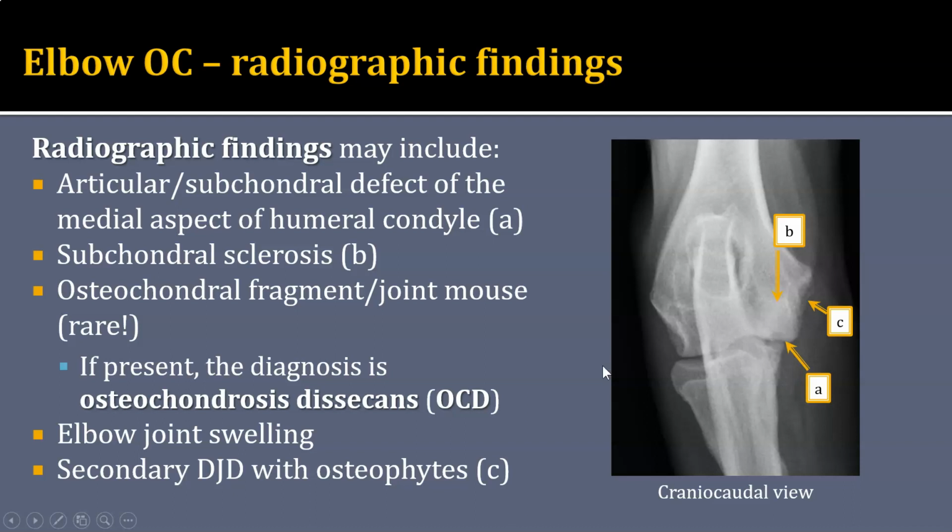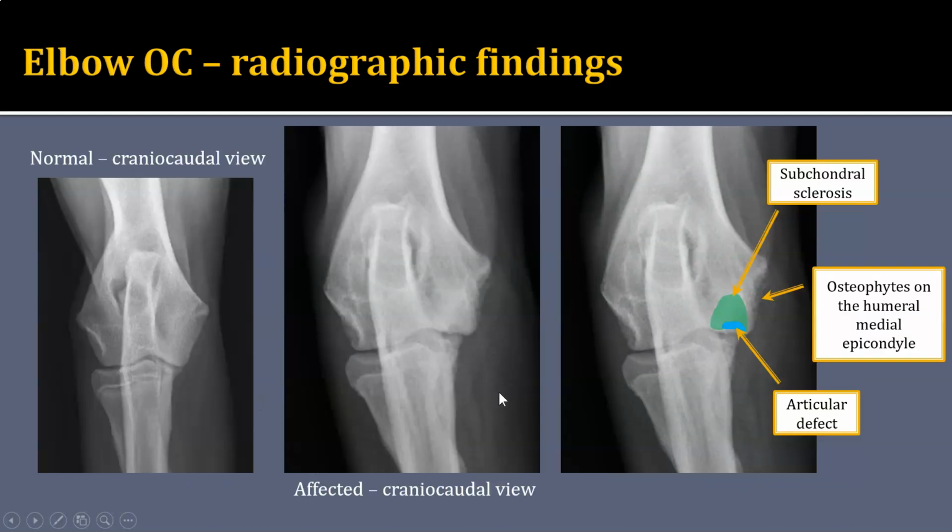Elbow joint swelling is challenging to identify, although it is more evident in the elbow than the joint swelling is in the shoulder. Here's that same patient with different shading for you to identify the lesion and then to see it on the radiograph without the arrows.